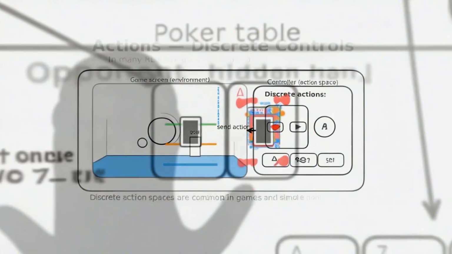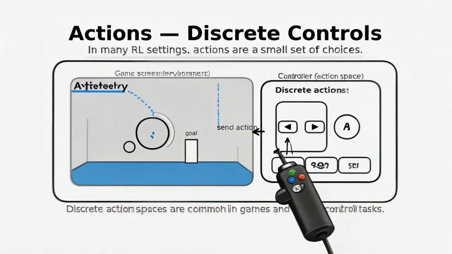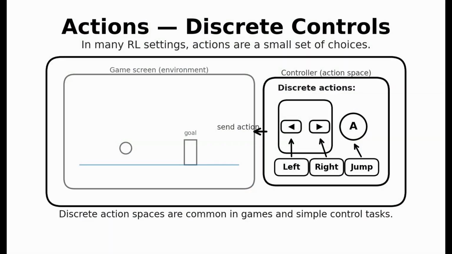Now, actions. An action is exactly what it sounds like, the choice the agent makes at each step. In Atari games, actions are button presses: left, right, jump, shoot. In robotics, actions might be joint torques or target angles. In recommendations, an action could be "show this item next." In LLM-ish RL setups, the action might literally be choose the next token, though usually we bundle that into a sequence.